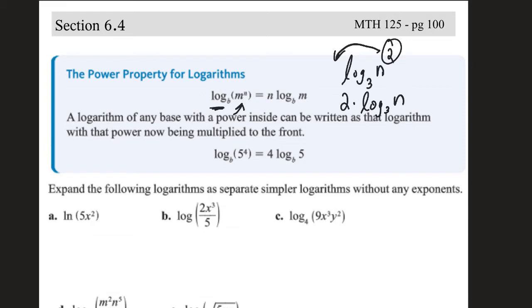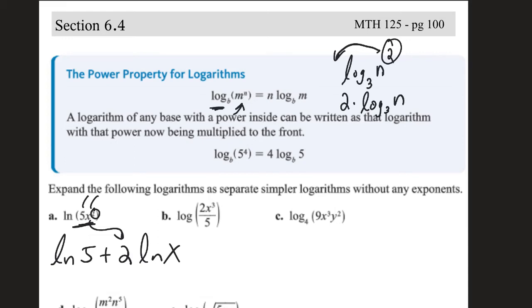So if I was going to expand a, there are 2 factors here. The first one is 5, so I'm going to write natural log of 5. The second one is x squared, but I'm going to take the 2 and put it in front and say 2 natural log of x, because I took this 2 and I brought it down in front, and that's what the power property says that I can do. I can do it anywhere that there's an exponent.